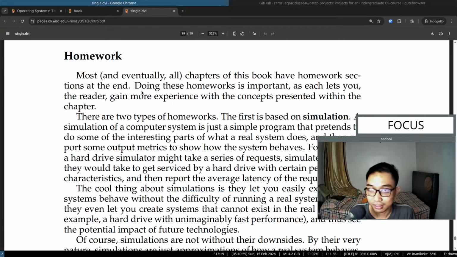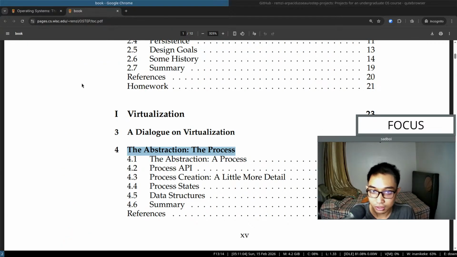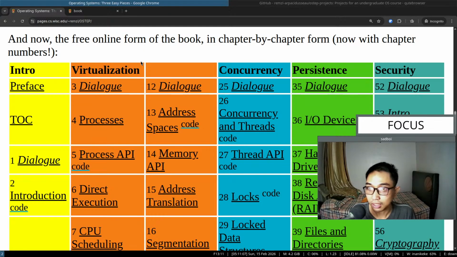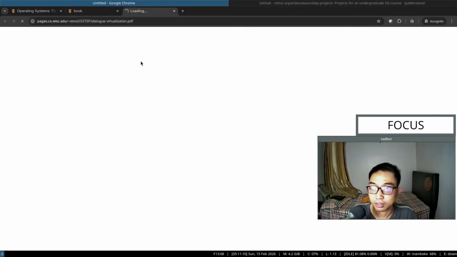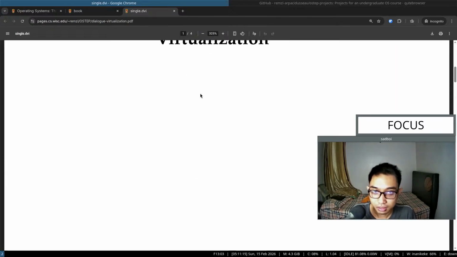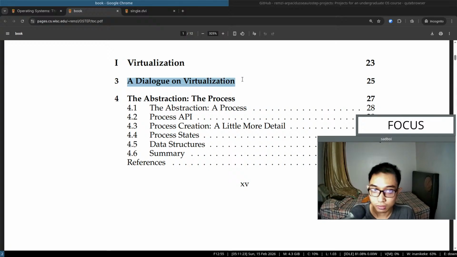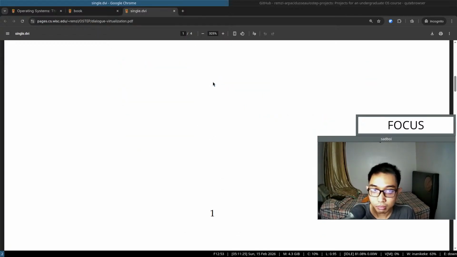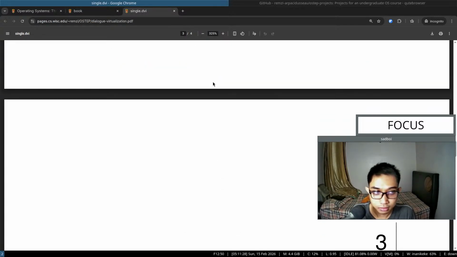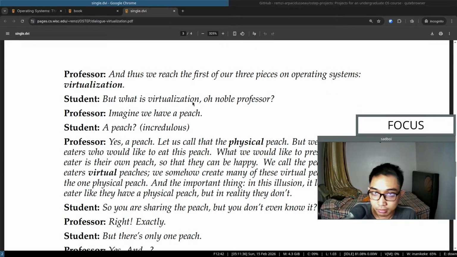We already read the introduction. Now let's go to the next chapter, which is the dialogue. We are going into the dialogue first. Part 1, virtualization. Where is it? Okay, here it is. A dialogue on virtualization.